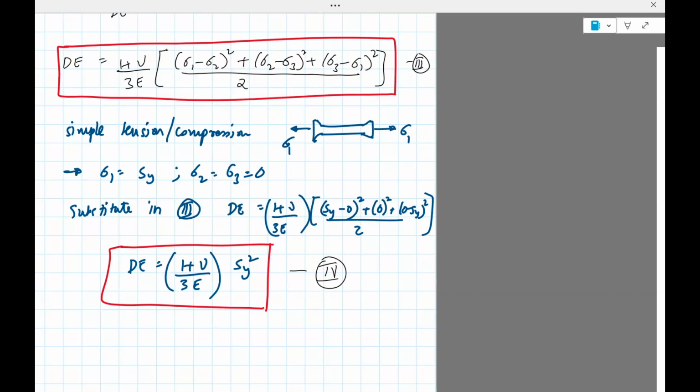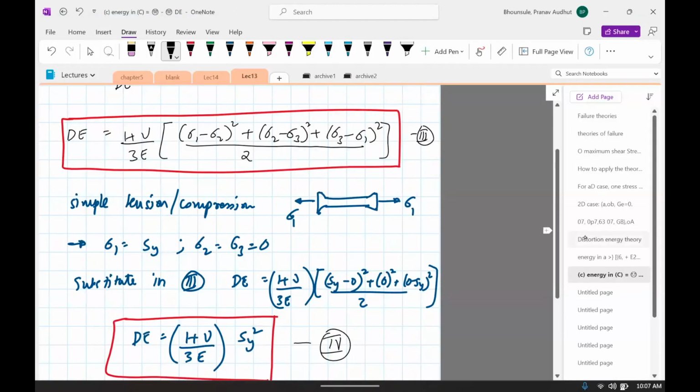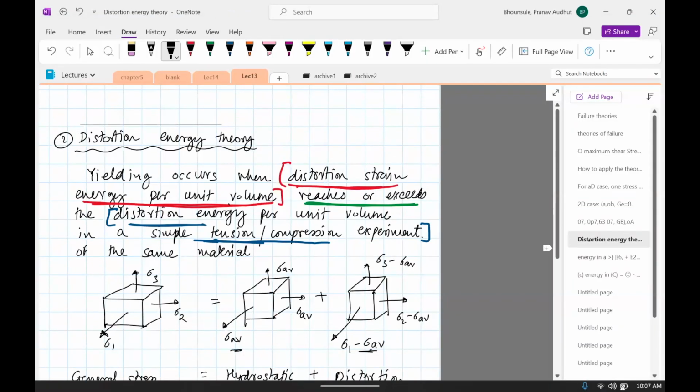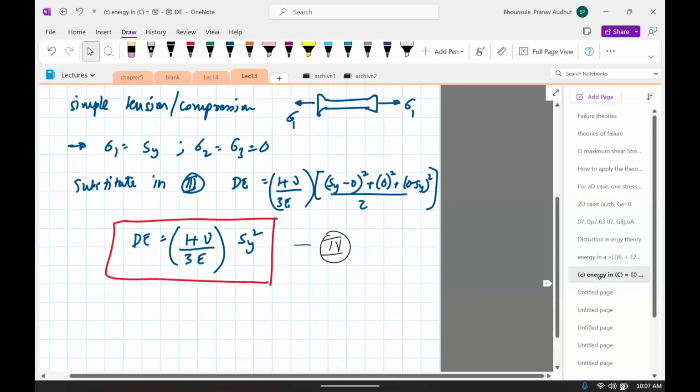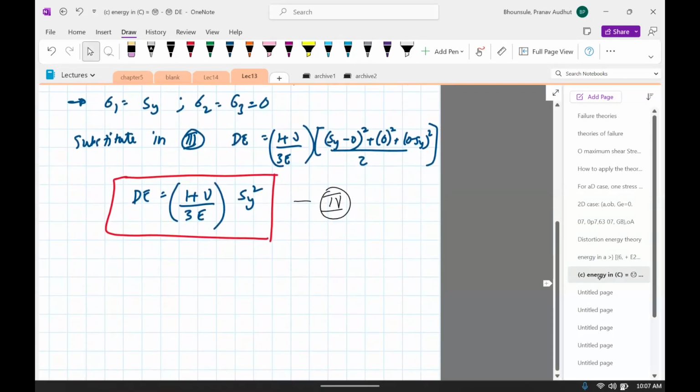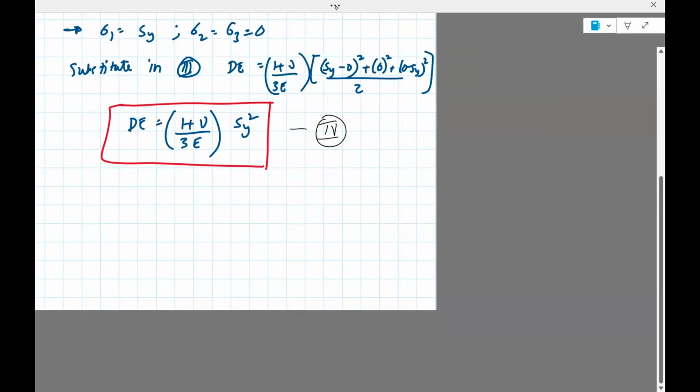Okay, so we've now computed the strain energy due to uniaxial loading. That was the second part. We've computed this, we've computed this. Now we only need to set the condition that when the distortion energy in your given loading reaches or exceeds the distortion energy in simple tension, that's when the material will fail. Okay, so that's all we do. Okay, so let's set that.